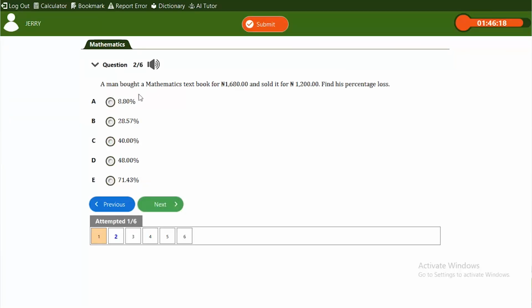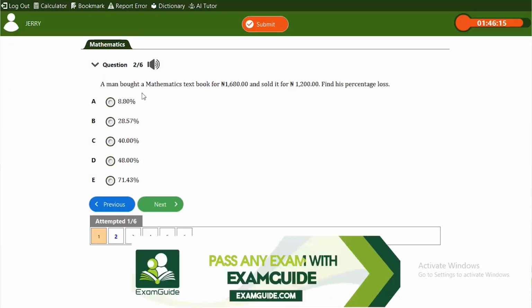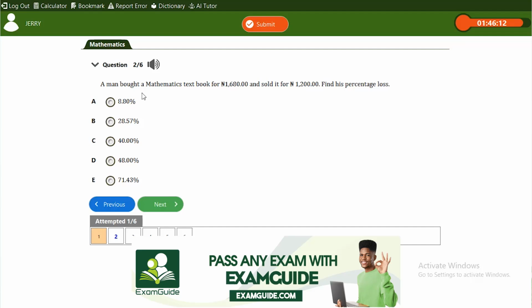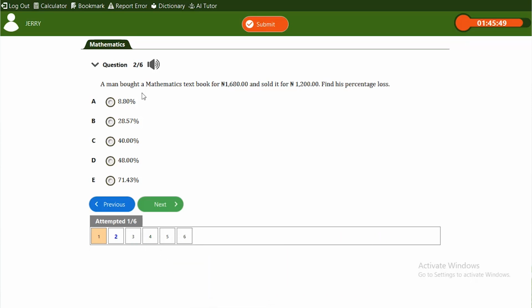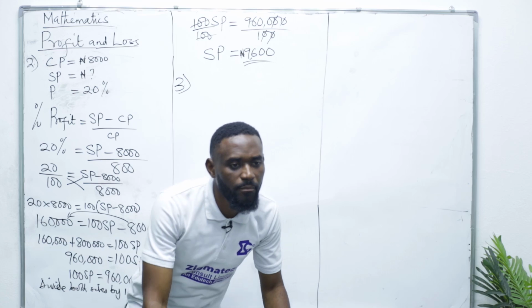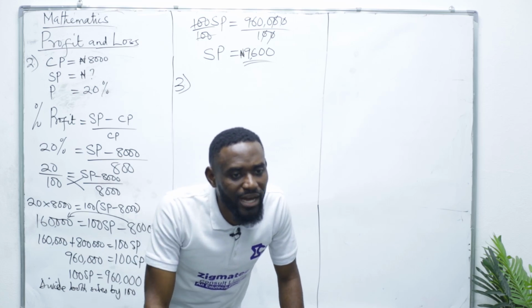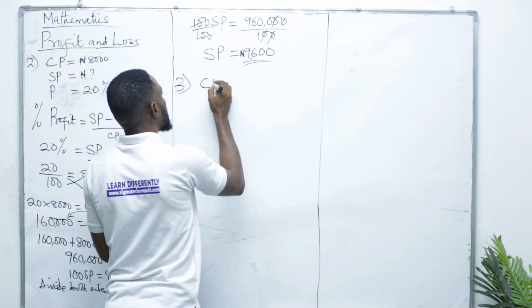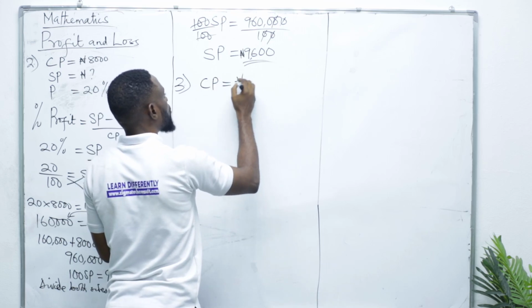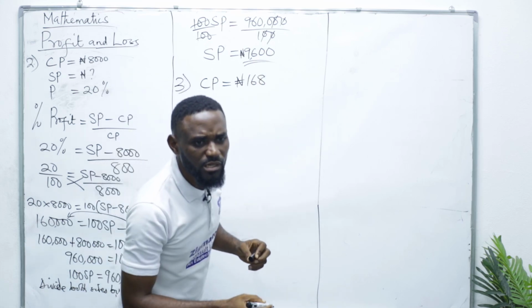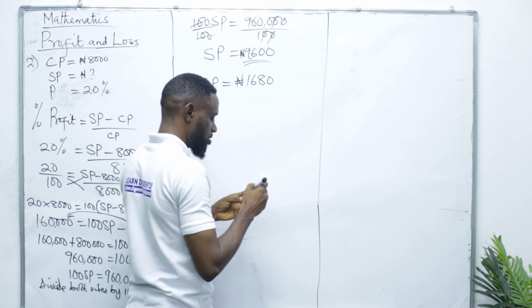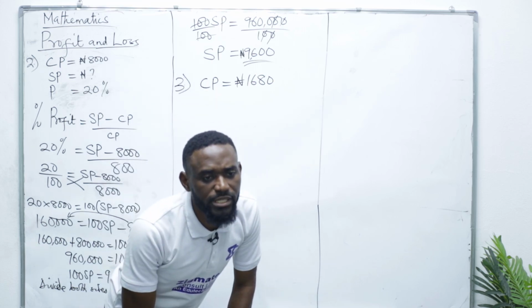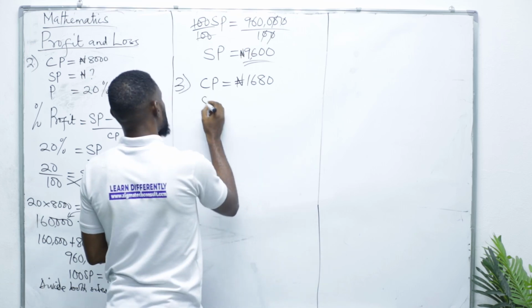The next one says a man bought a mathematics textbook for 1,680 Naira and sold it for 1,200 Naira. They say we should find his percentage loss. Okay, let's look at that. This man bought a mathematics textbook for 1,680, it means cost price is equal to 1,680. And sold it for 1,200, that is the selling price.